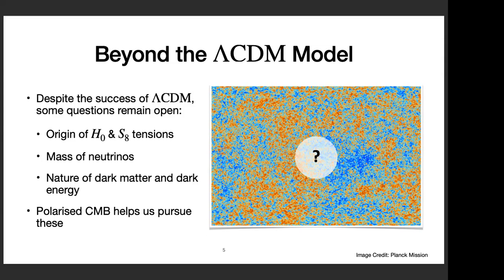Nonetheless, the polarized CMB is a great place to look to pursue these questions. That's because CMB polarization is actually more rich in information than CMB temperature alone. It's also less foreground contaminated. So we have the potential of observing smaller angular scales here, which again still carries some valuable information.